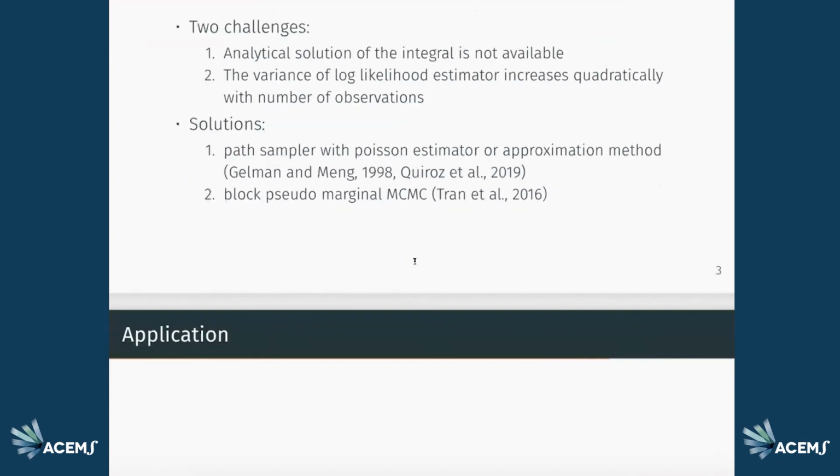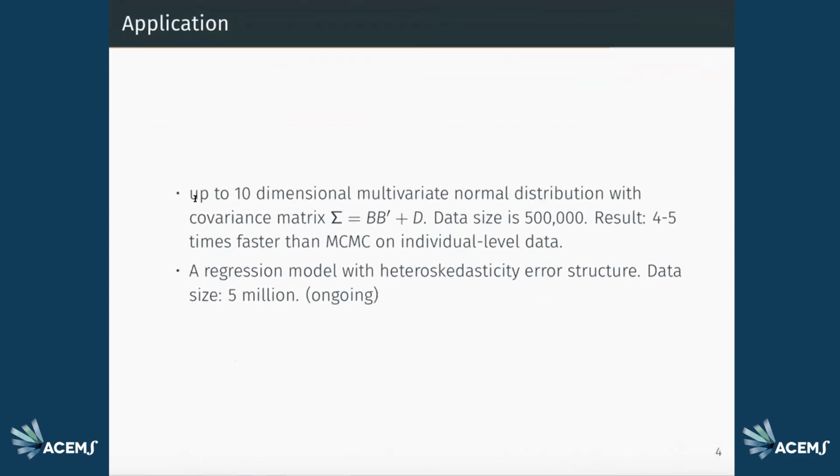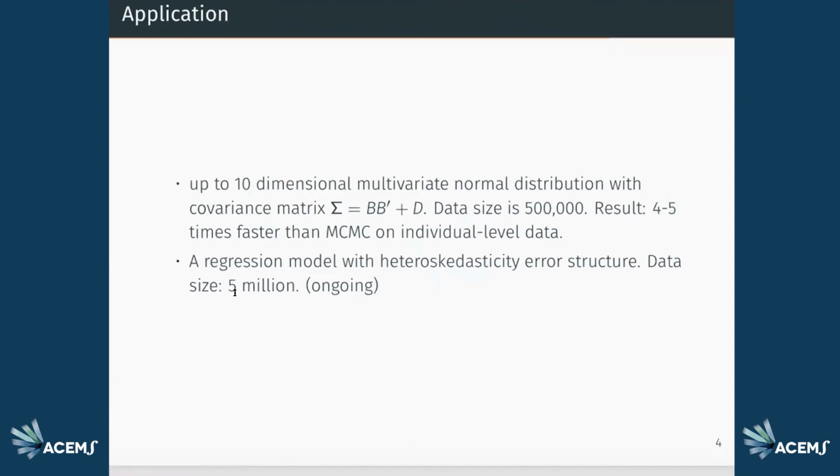Without telling you too many details, this is the application. We successfully applied this methodology to a 10-dimensional multivariate normal distribution with a data set size of 500,000. The result is about 4 or 5 times faster than the MCMC. Sorry, the second result example is ongoing. We are trying to fit a model for a heteroscedastic error structure. The data size is about 5 million, so it's an ongoing process.